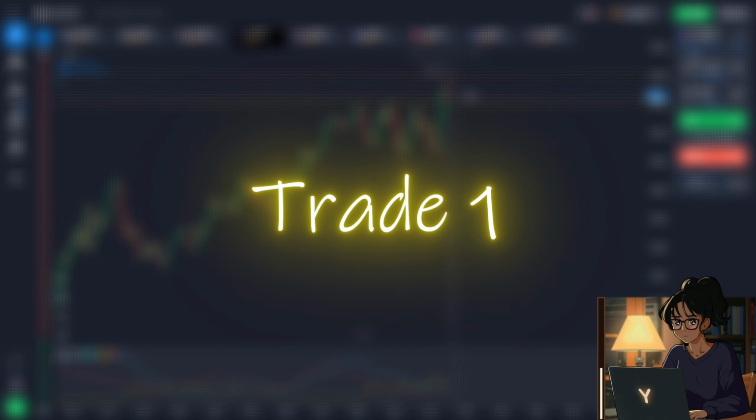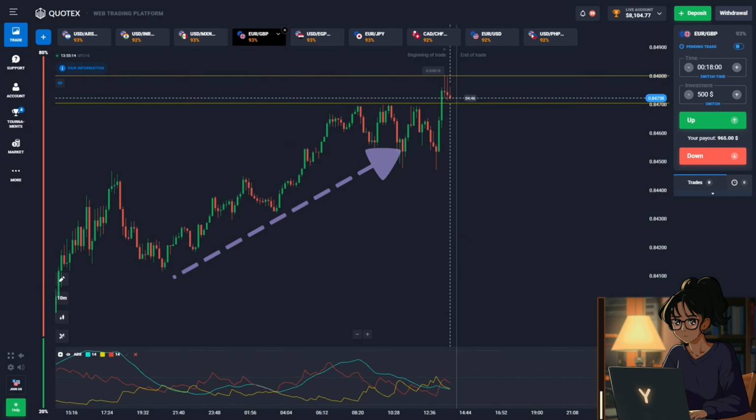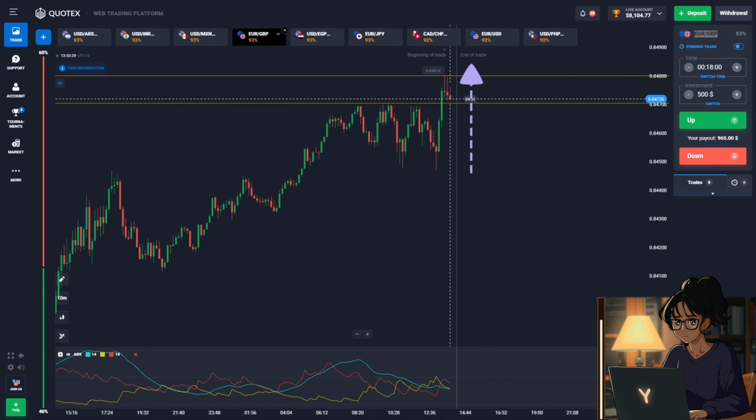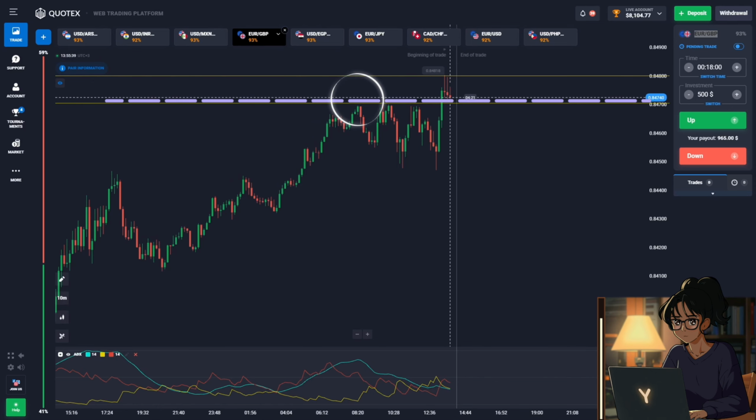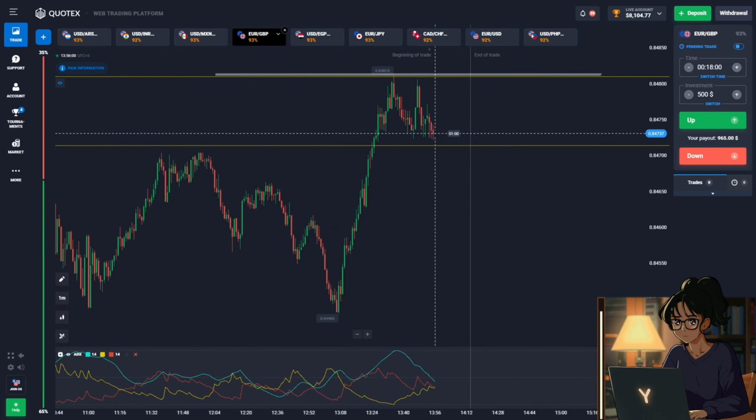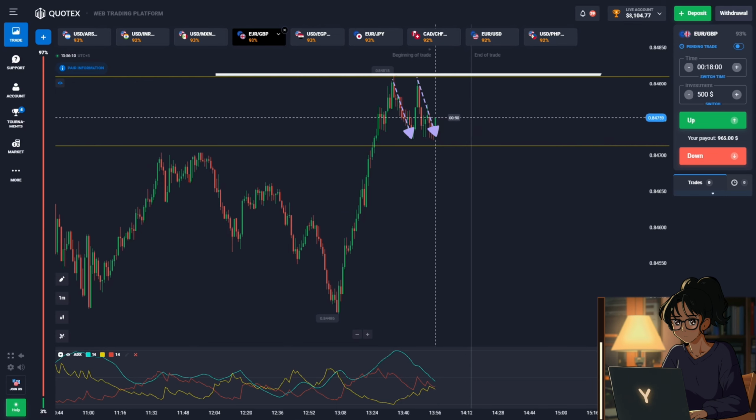Trade number 1. Here's a chart with a strong uptrend. Price is steadily moving along the trend line. Impulse after impulse. So I open a trade in the global trend direction. At one point, price hits resistance and pulls back. Then it pushes back up again, testing the level. Watch the candles closely here. Price touches the level with just a wick, then there's an impulse that confirms the trend strength.